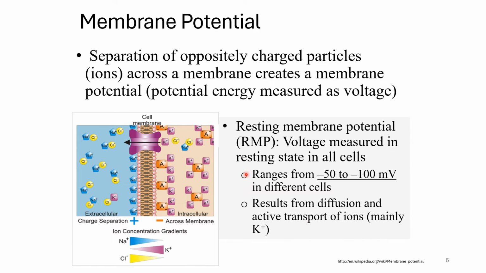The last thing I want to say on this slide before we talk about how we generate the resting membrane potential is that it can range from -50 to -100 millivolts. We're going to talk about the neuron specifically in a little bit, but just understand that all of the cells of the body have a negative resting membrane potential, and they may vary a little bit, but we will focus in on the neurons soon.